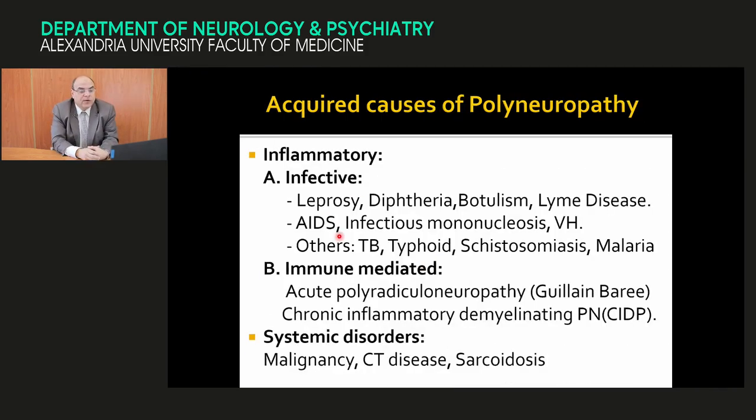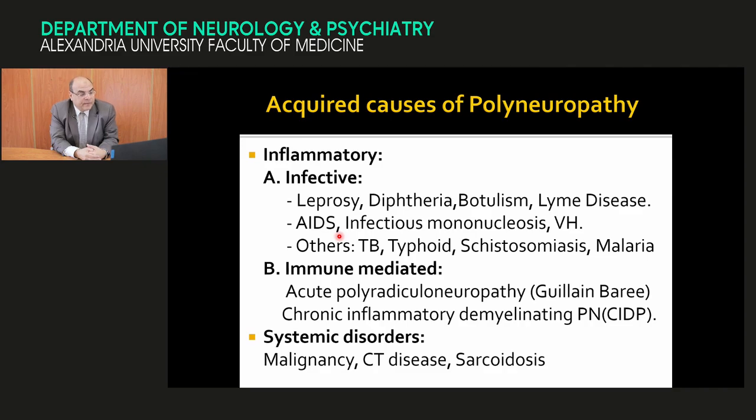Now we'll shift to acquired causes. As I mentioned, acquired causes are more common than inherited causes, and the diagnosis is important because they have treatment. So the acquired causes may be inflammatory, inflammation of the peripheral nerve. Inflammatory causes can be classified into two categories: infective, in which there is invasion of the peripheral nerve by microorganisms, or immune mediated. The infective causes may be bacterial, viral, or other systemic.